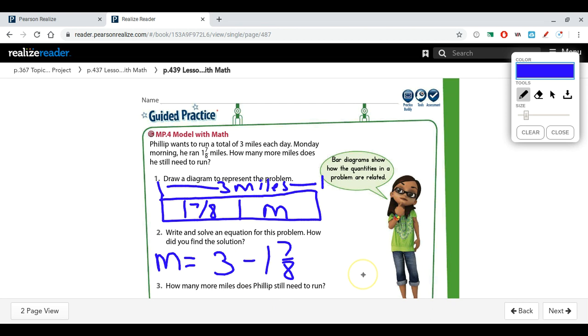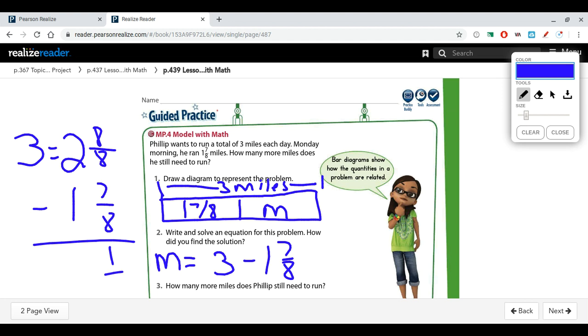Okay, and so when I do this, I'm going to turn 3 into 2 8/8. Because again, remember we talked about in mixed numbers when we were subtracting, if I have a whole number and I'm subtracting a mixed number from it, I turn it into a mixed number where my numerator represents a whole. So I make the matching denominator and then make this represent a whole. So 8 subtract 7 is going to be 1/8. 2 subtract 1 is going to be 1. So m is going to equal 1 and 1/8 more.